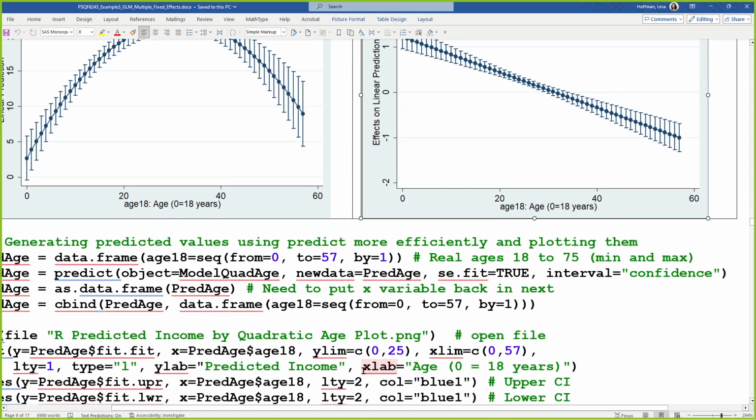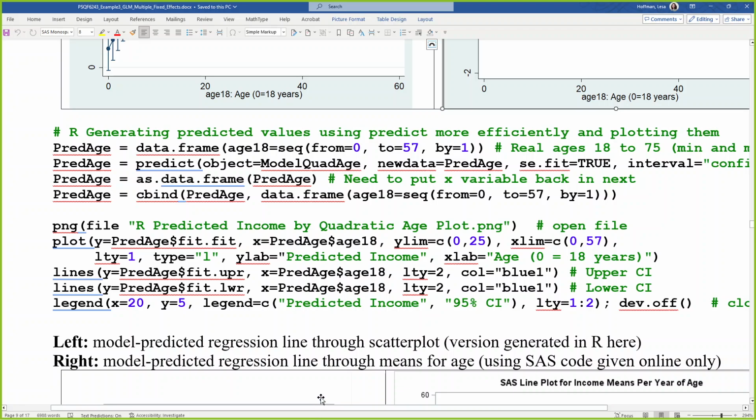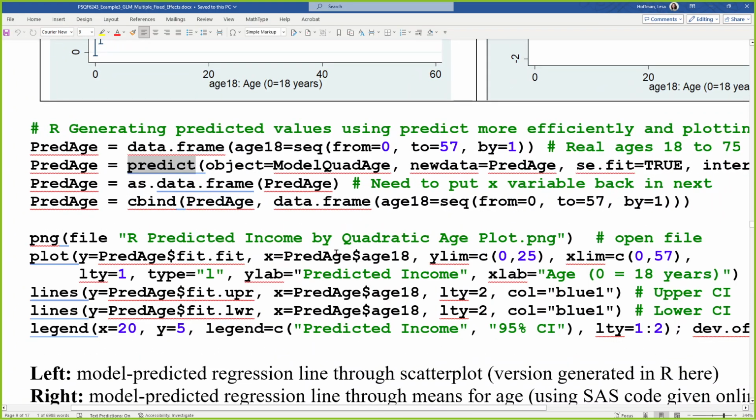In R, the plotting is a little bit harder, but the predicting is not. There is a function in base R called predict that works with almost every other function. The first thing that I'm doing here is building a new data set that has age as a column, and it has all the values of age for which I want predictions. So starting at 0 up to 57 in increments by 1. And that's because these are centered, so it's actually 18 to 75.